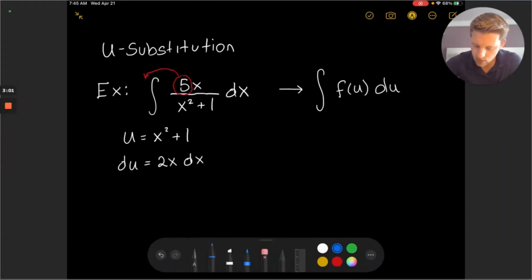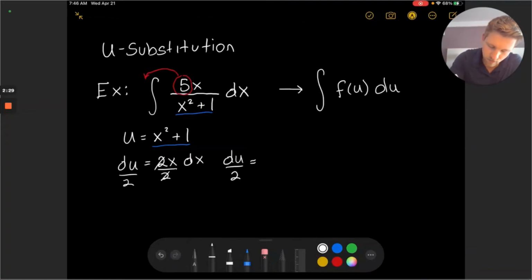So let's consider what we have so far. I've accounted for the u in my denominator, so I have that ready to go. And now I'd like to account for the x dx combination. And notice that I have a way to do that if I rearrange my du function. So if I rearrange my du function and divide by 2, I can get that du over 2 is equal to x dx. So this substitution that I have right here, x dx, can account for the remaining pieces in my integral.